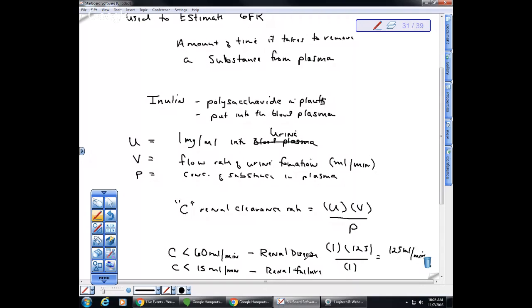Okay. So one other thing besides inulin that you can use in the body is creatinine. So sometimes instead of putting inulin into the blood plasma, they just use creatinine. So sometimes the clearance of creatinine is monitored. And creatinine is a form of nitrogenous waste. Okay, so instead of inulin, you could also measure the clearance of that.